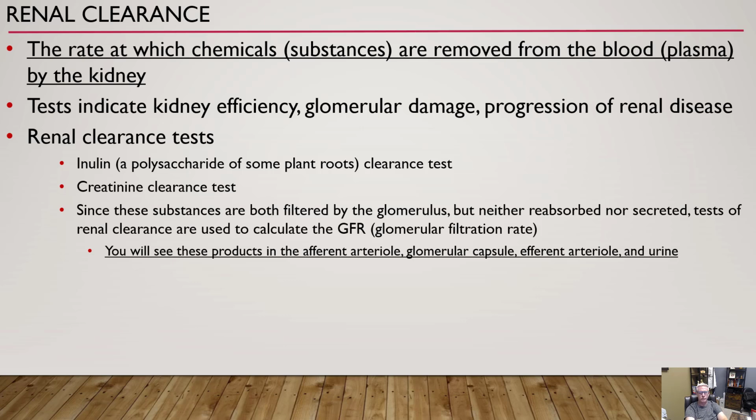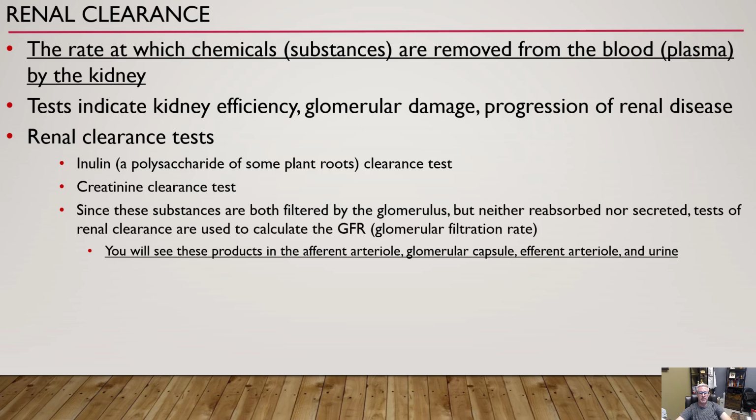It's basically a plant root polysaccharide, and it's a clearance test. We also have a creatinine clearance test. But these substances are filtered by the glomerulus, and they are not reabsorbed and they are not secreted. So if we give you a certain amount of drug or creatinine or inulin, and your kidneys are working properly, that should be in your urine, because it's going to get filtered, but it's not going to be reabsorbed or secreted. So we should see a 1-to-1 ratio from what we give you to what is in your urine.